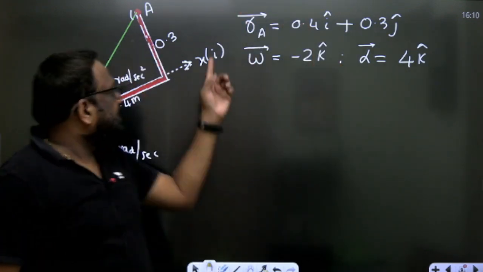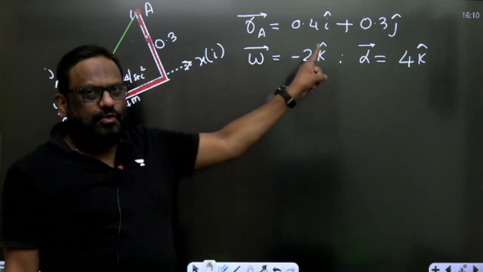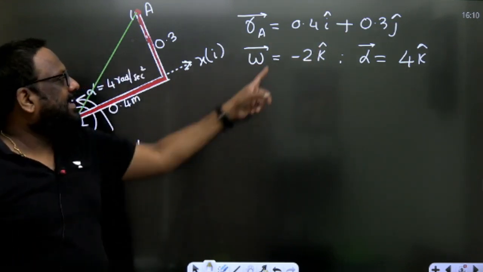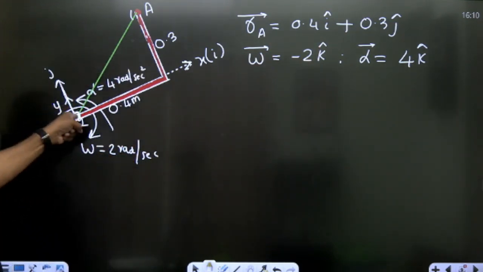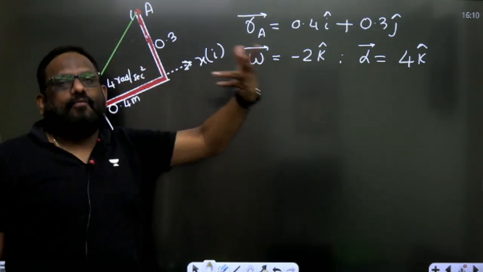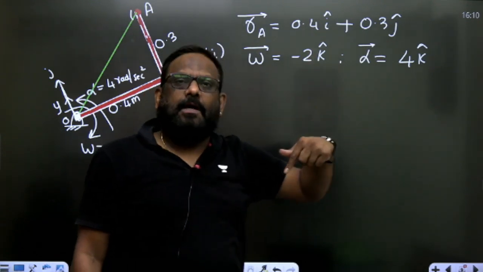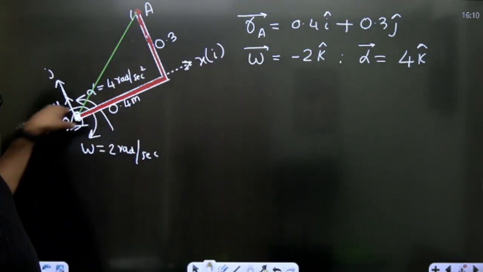Okay, sirs. For this complete 90-degree member, the angular velocity is minus 2k. What does minus 2k mean? K means it is rotating about the z axis, which is perpendicular to this xy plane. And what does minus signify? Clockwise. Alpha, K means it is in anti-clockwise rotation in the xy plane, that is, about the z axis.